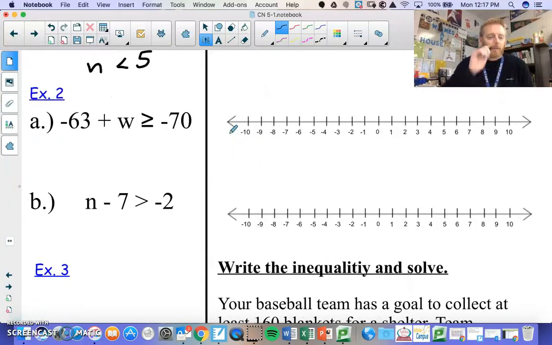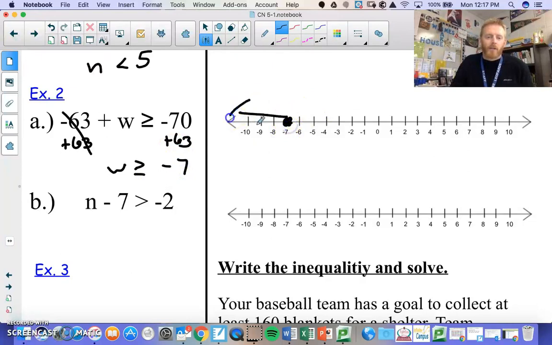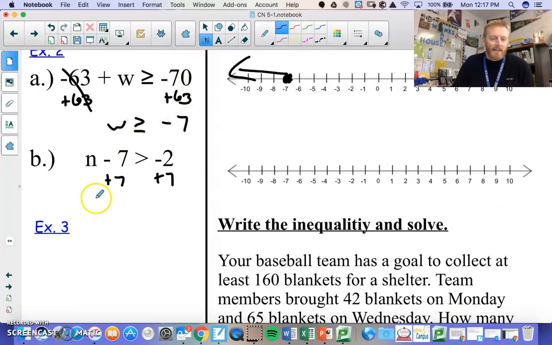Over here on the next one, we're getting rid of a plus -63. So to get rid of a -63, we go plus 63 to both sides, and we find out we have w is greater than or equal to -7. So we have a closed circle at -7, shading to the left. In our last one of these simple ones, we're going to add 7 to both sides. We find out that then n is greater than 5. So we have an open circle at 5, shaded to the right.